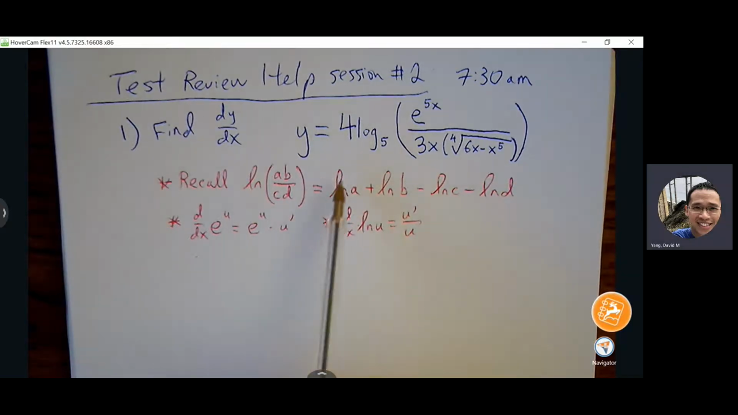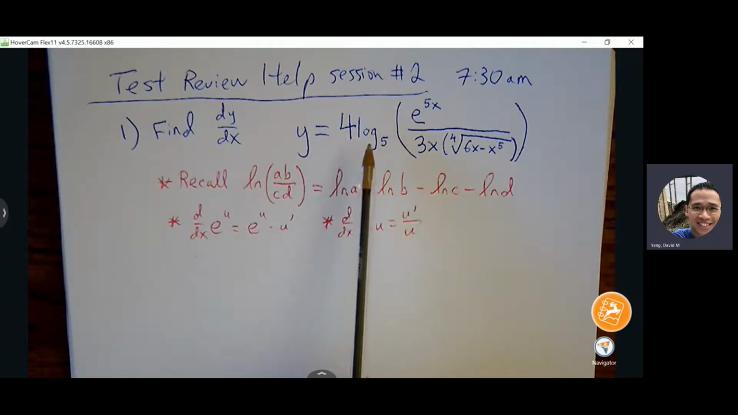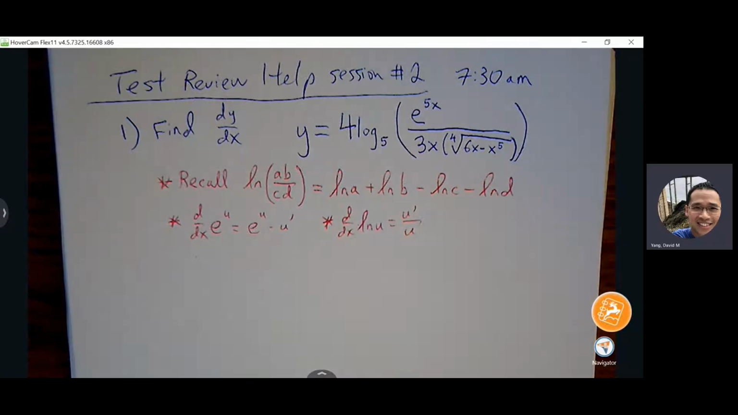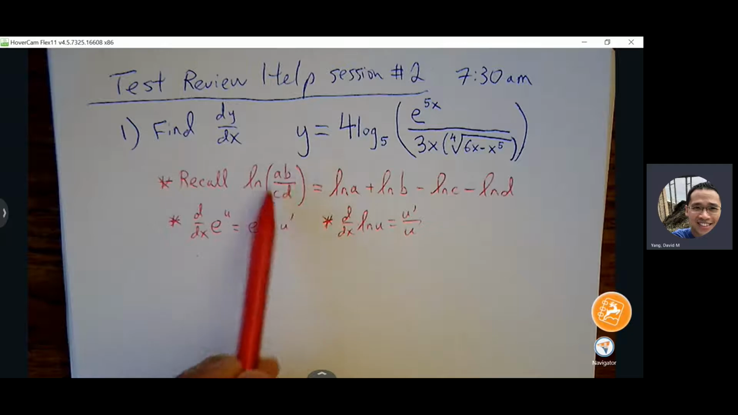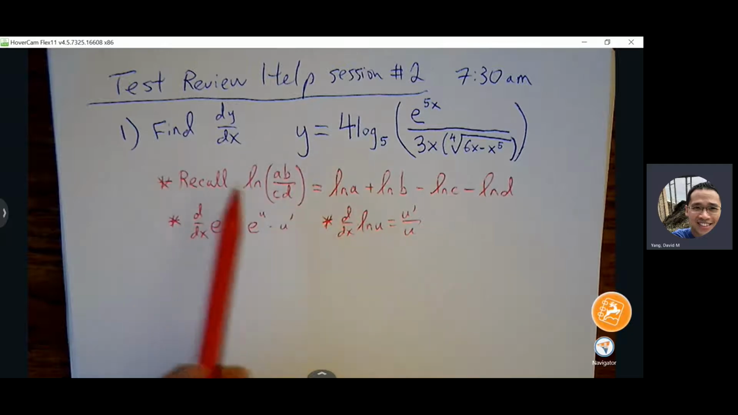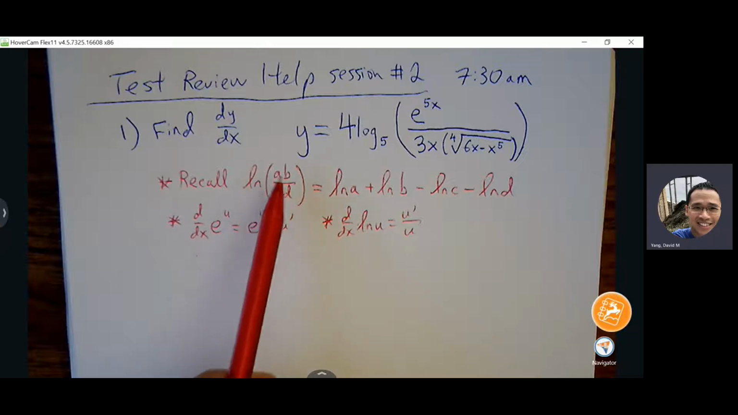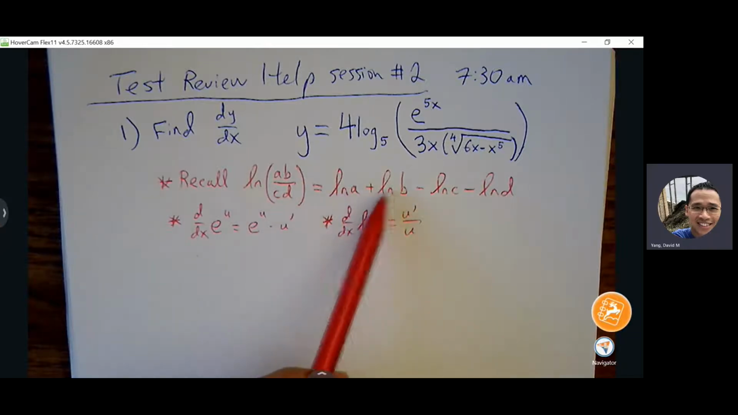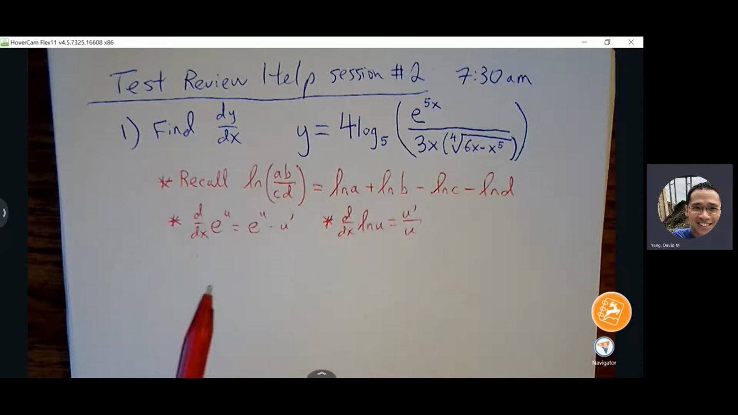Okay, so just to remind us, log expansion can also be applied for logs of other bases. As a reminder, if I have multiple terms inside my log or natural log expression, anything in the numerator is going to be part of a positive log term. Anything in the denominator is going to be part of a negative log term.